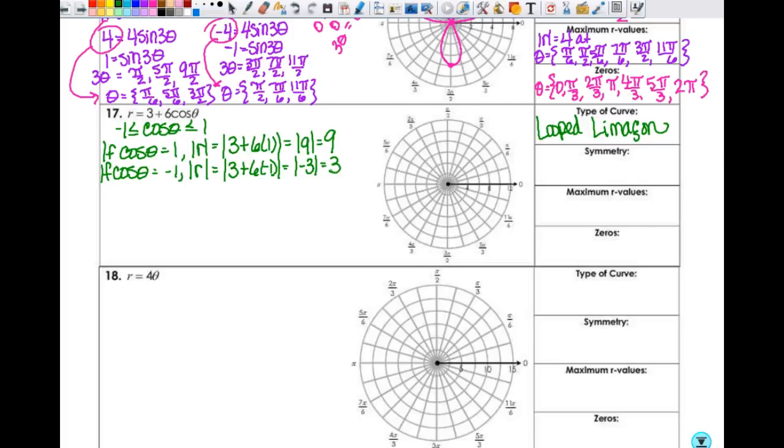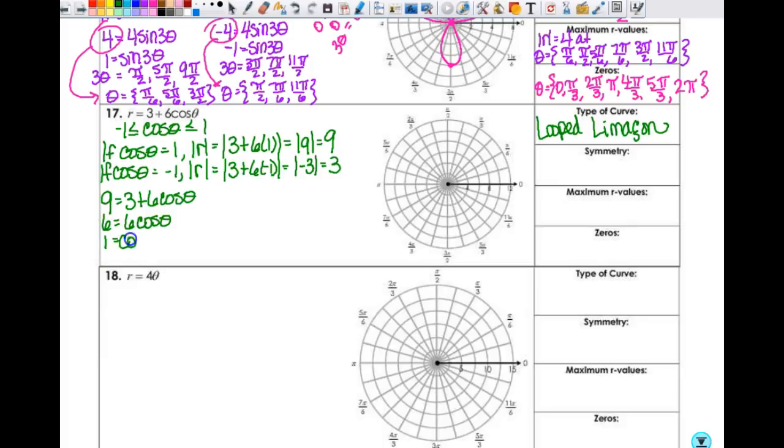So here I don't have to do them both because I have an actual maximum, which is 9. So I'm going to use that one. And got that 9 is equal to 3 plus 6 cosine theta. So 6 equals 6 cosine theta.